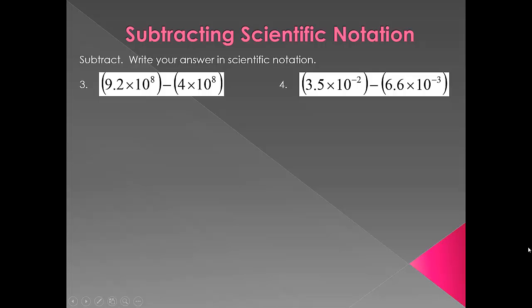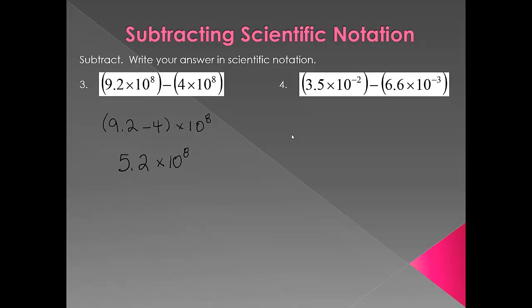For this problem, I have the same power of 10, so I'm going to go ahead and subtract my factors. So I'm going to subtract 9 2/10 minus 4. And that answer would then be times 10 to the 8th power. 9 2/10 minus 4 is 5 2/10. And that would then be times 10 to the 8th power. So my answer would be 5 2/10 times 10 to the 8th power.